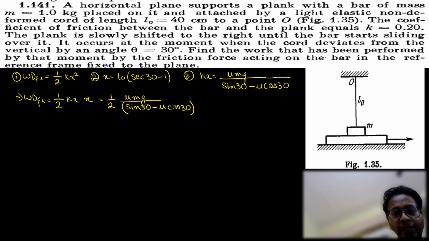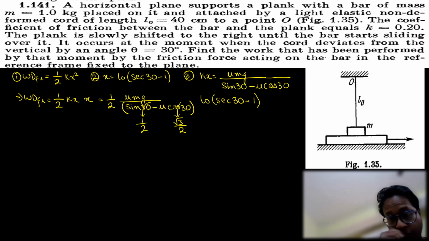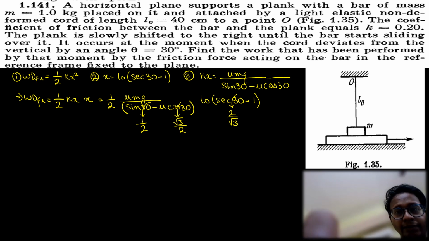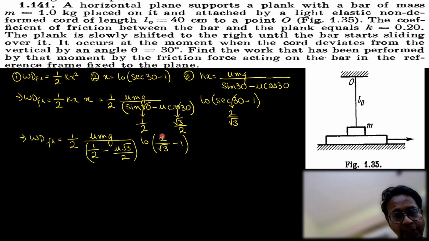Okay, and what is the value of x? X is nothing but L naught into sec 30 minus 1 into L naught into sec 30 minus 1. Sin 30 is nothing but 1 by 2, cos 30 is nothing but root 3 by 2, and sec 30, which is the reciprocal of cos 30, is nothing but 2 by root 3.